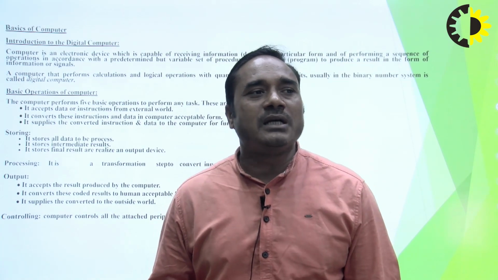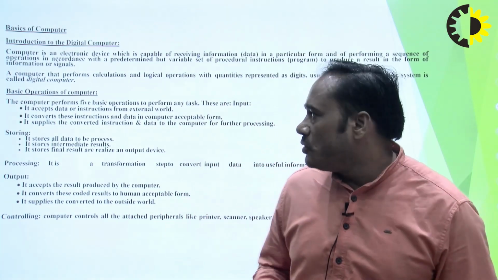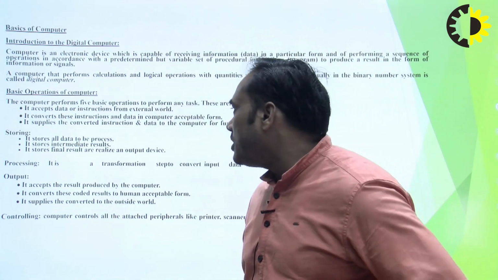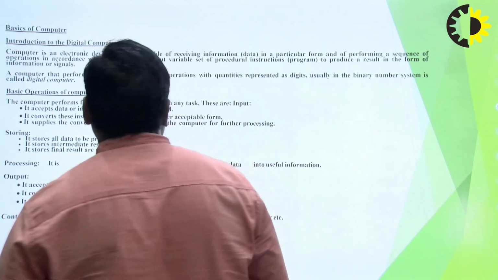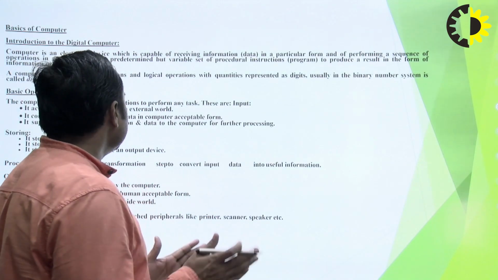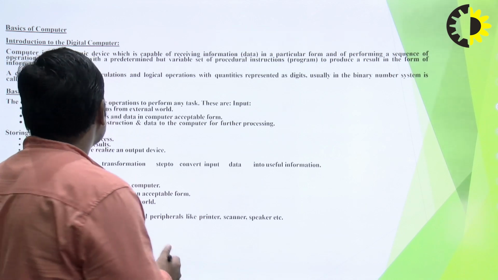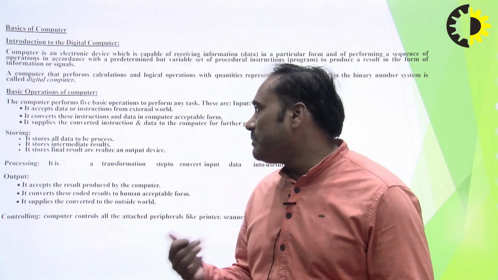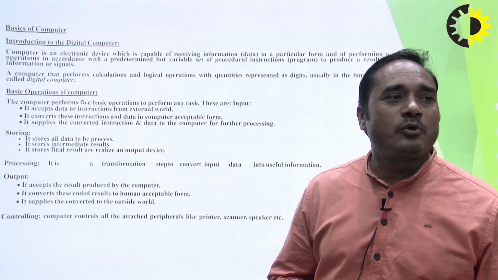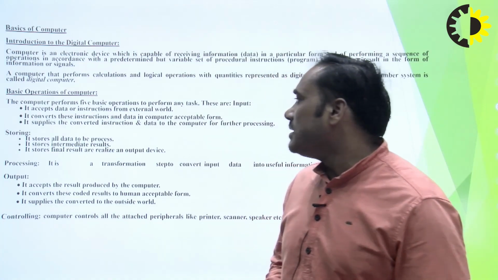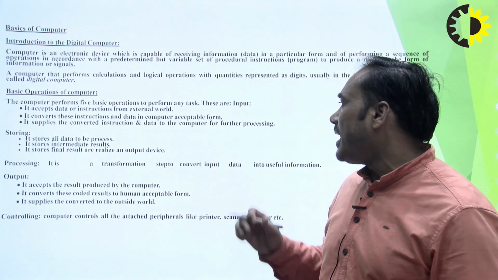What are the basic operations of computers? There are some basic operations of a computer. The first operation is that it accepts data or instructions from the external world. Basically, whatever instructions we give to the computer, it gets that input, on the basis of that it performs the processing, and we get the output. The second point is that it converts these instructions and data into a computer acceptable form.